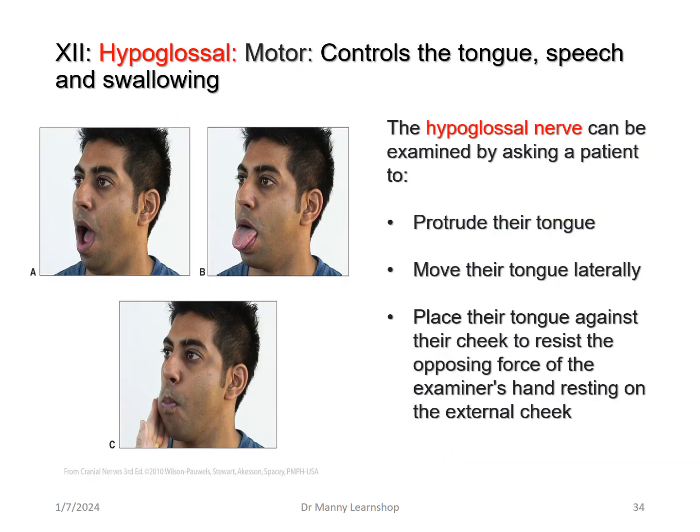And finally, the 12th cranial nerve is the hypoglossal, which controls the movement of the tongue, speech and swallowing. And you can examine the patient and ask them to protrude their tongue, move their tongue laterally, place their tongue against their cheek to resist the opposing force of the examiner's hand that's resting on the external cheek.